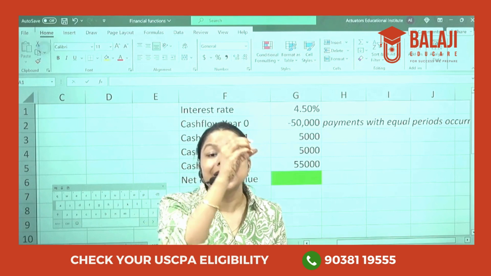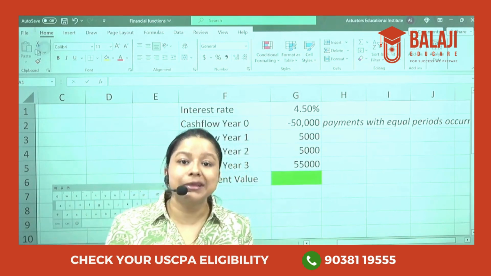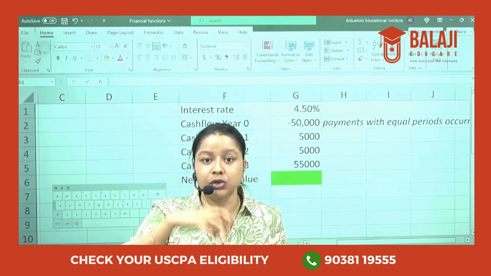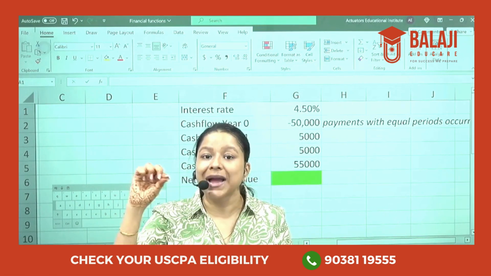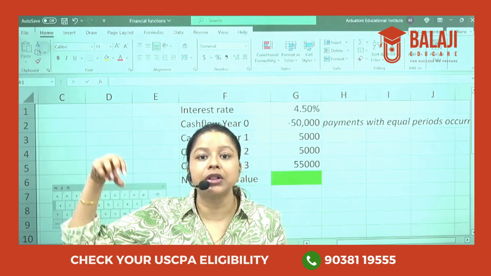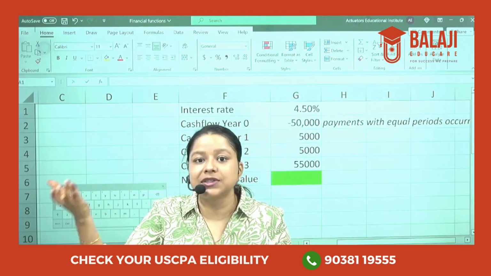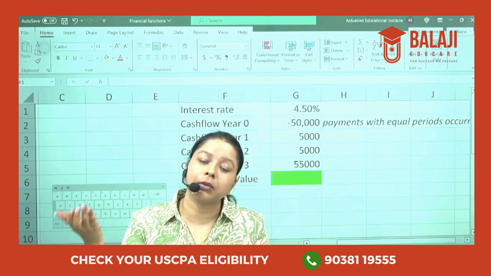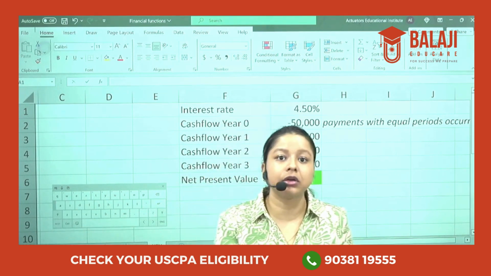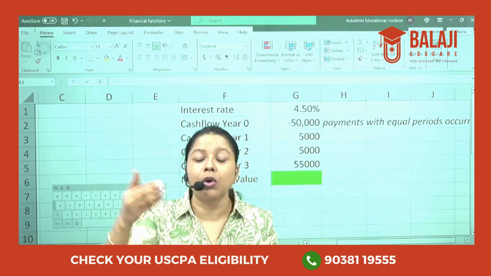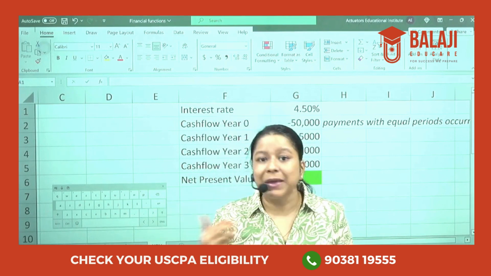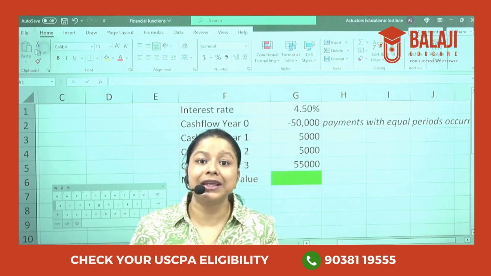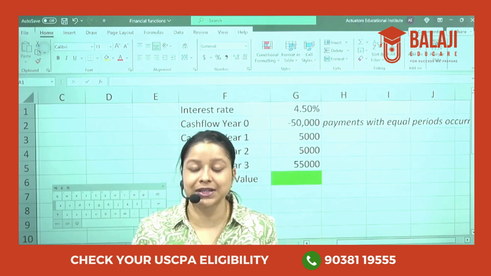When I say net present value, it basically means the present value of all the inflows minus the present value of all the outflows. That gives you the net present value. If you remember, we have already done the PV function, which calculated the present value at time 0 of any future payments or repayments that you were making, or any investment returns that you were earning.